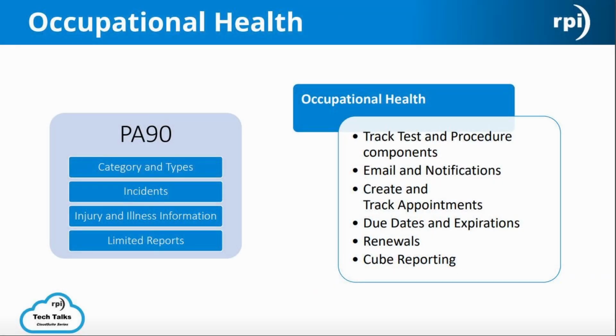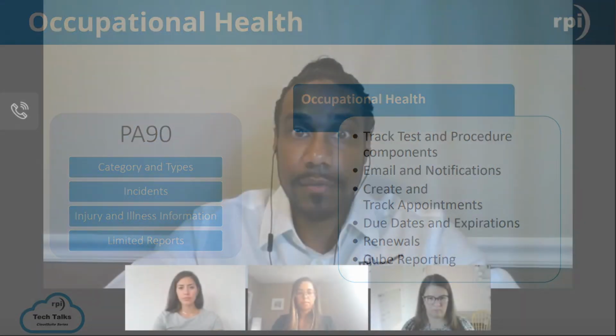All right, on to health. I'm going to kind of group the occupational health and safety, but I'll also talk about them on an individual level. So within the S3, health and safety are both tracked on the PA90. It allows for the tracking of what you see here on the screen, which is the category and types, incidents, injury and illnesses, and limited reporting.